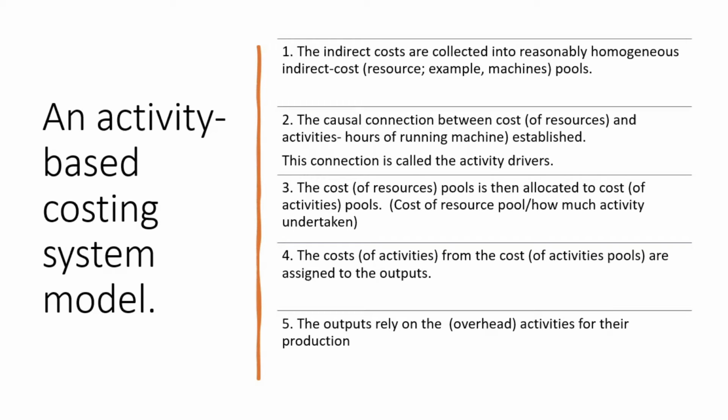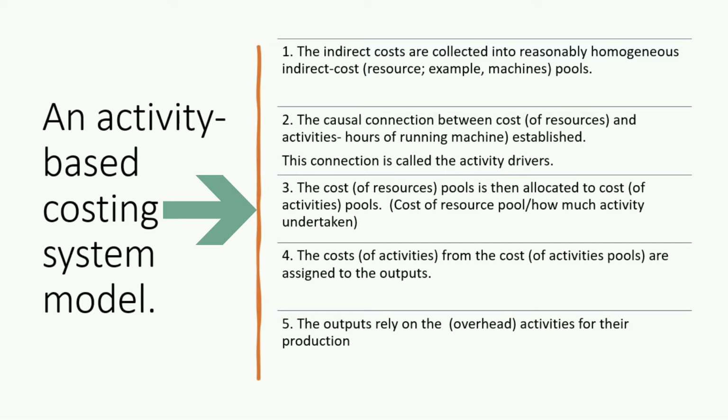So when we come up with an activity-based costing system model, there are 5 aspects. The first is the indirect costs. They should be allocated into reasonably homogeneous indirect cost pools. For example, running machines. The machines are used for production, then machines become a resource. Second is there should be a causal connection between the cost of the resource, which is in this case the cost of machines, and the activities undertaken in operating the machine for the production. For example, running the machine. This connection is called the activity driver. So it's the running of the machine that's causing the cost.